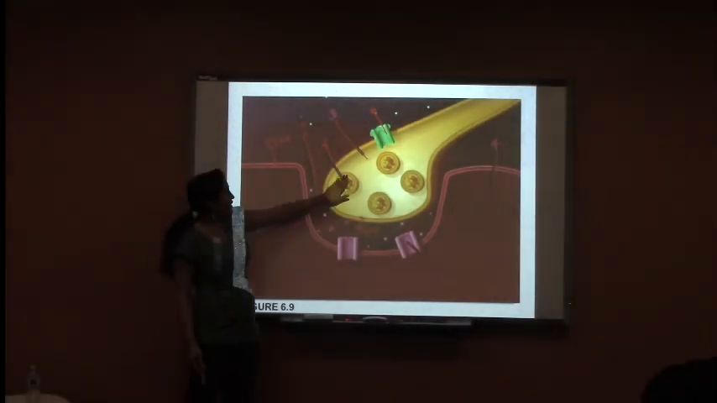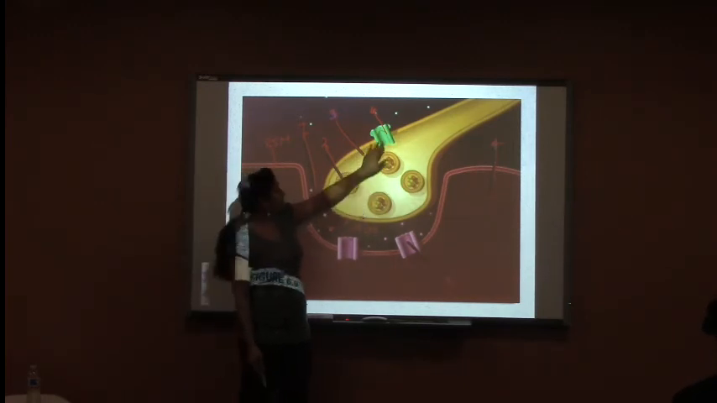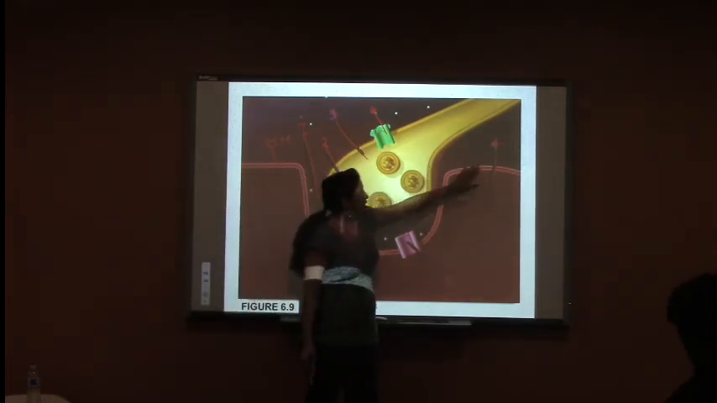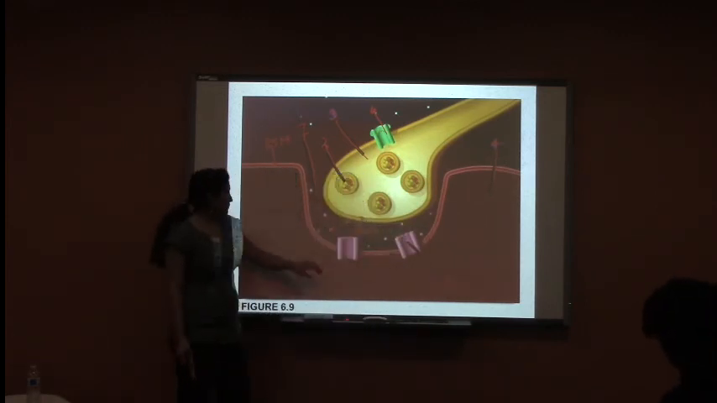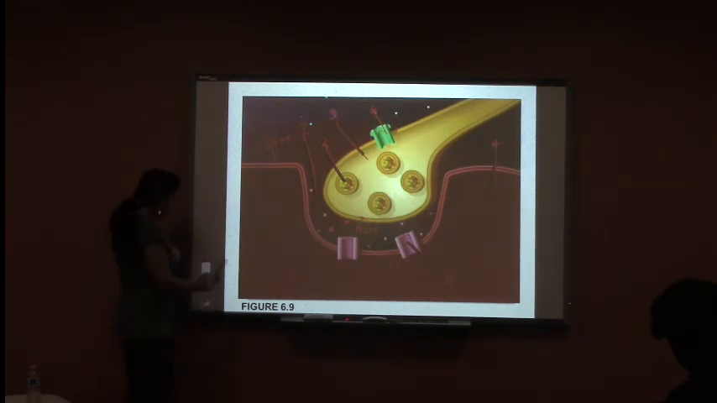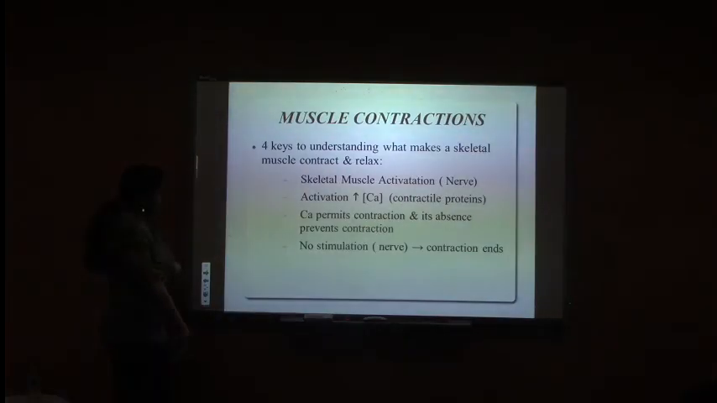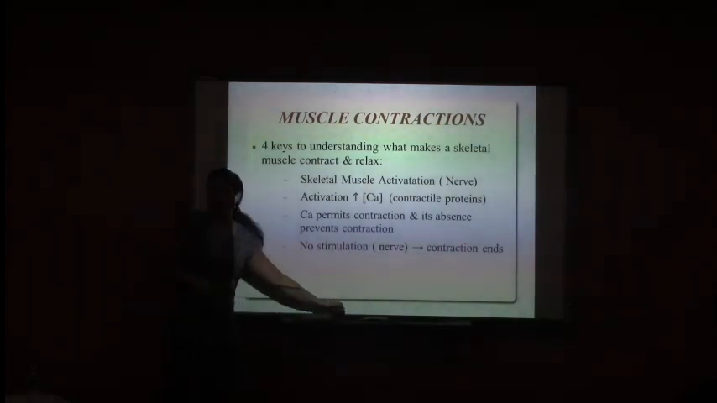Neuromuscular junction, acetylcholine-containing vesicles, axon terminal, calcium channel, muscle cell, receptor, presynaptic membrane, acetylcholine, postsynaptic membrane. Is the axon the presynaptic membrane? Yes. And the muscle cell is the postsynaptic membrane.